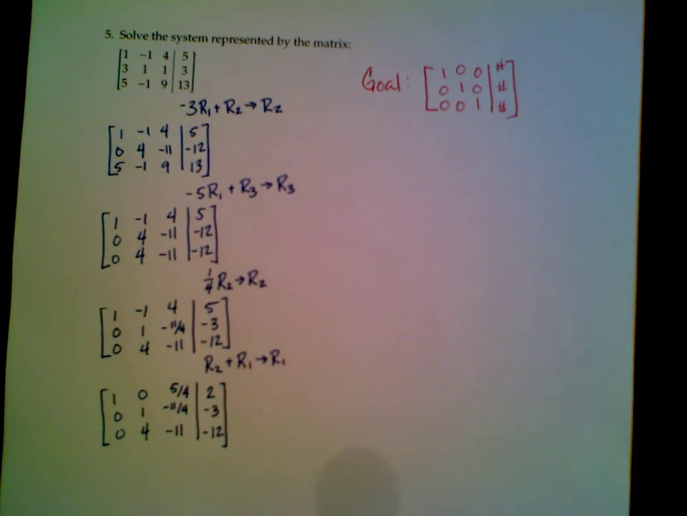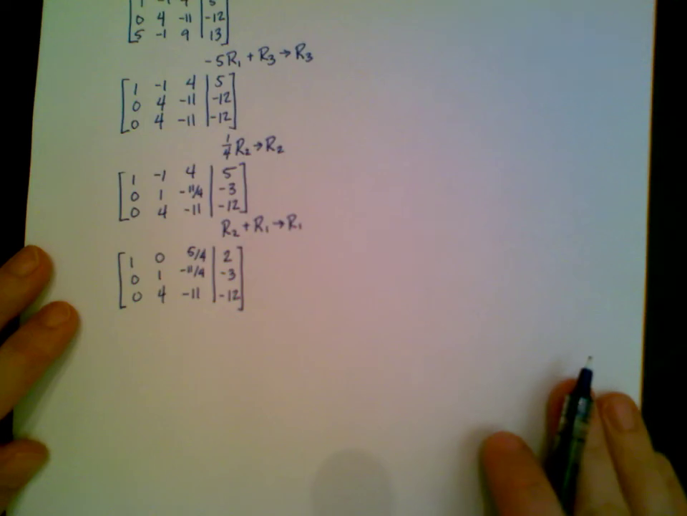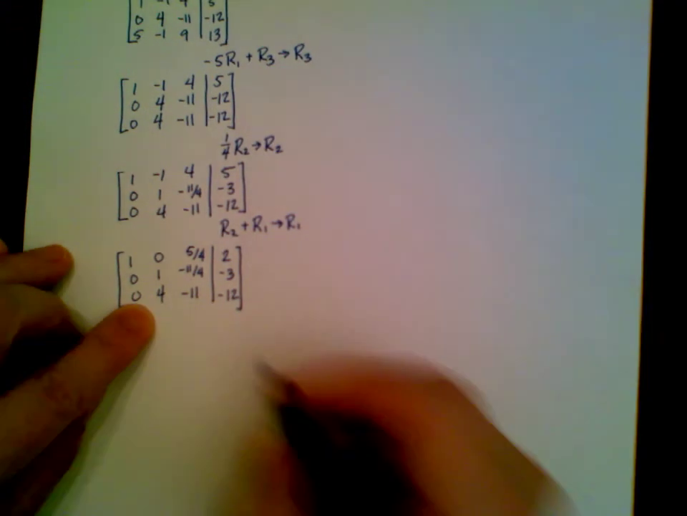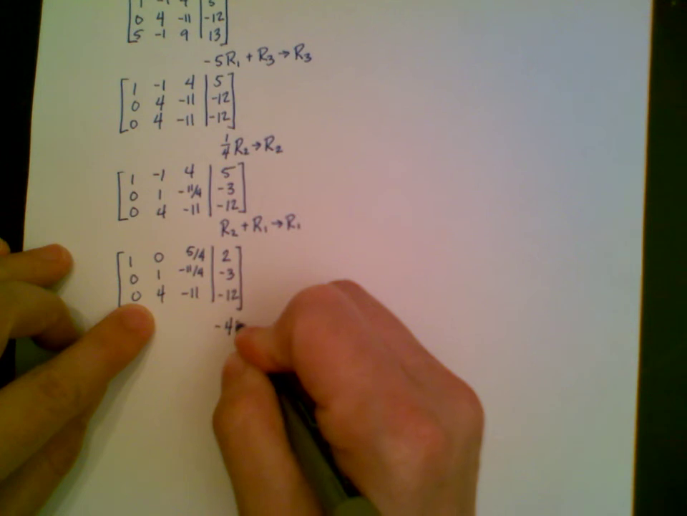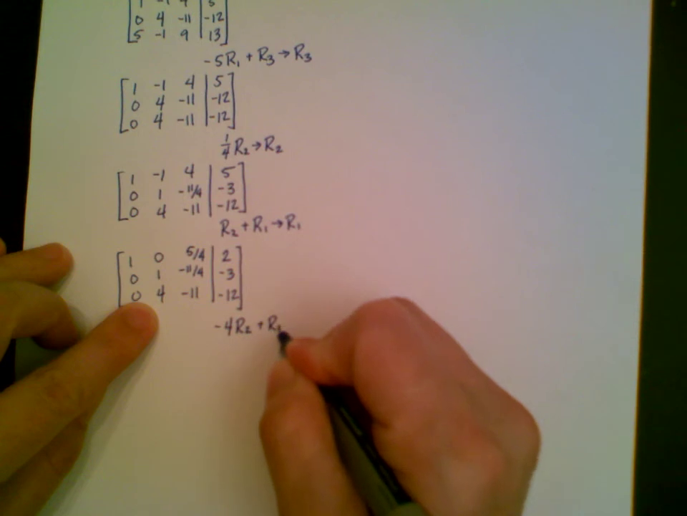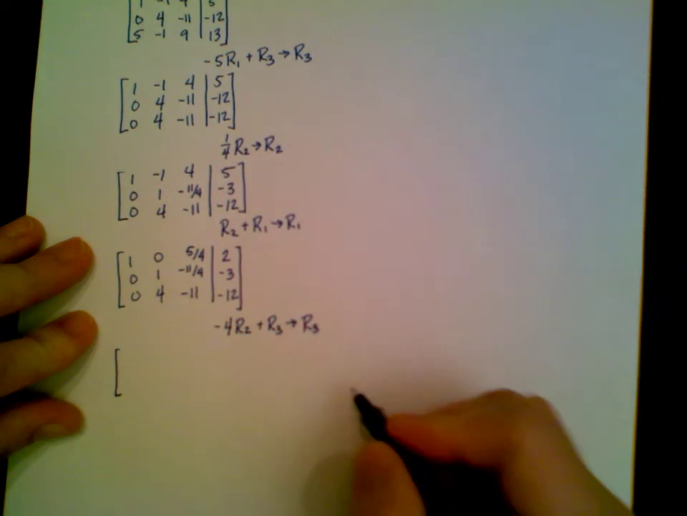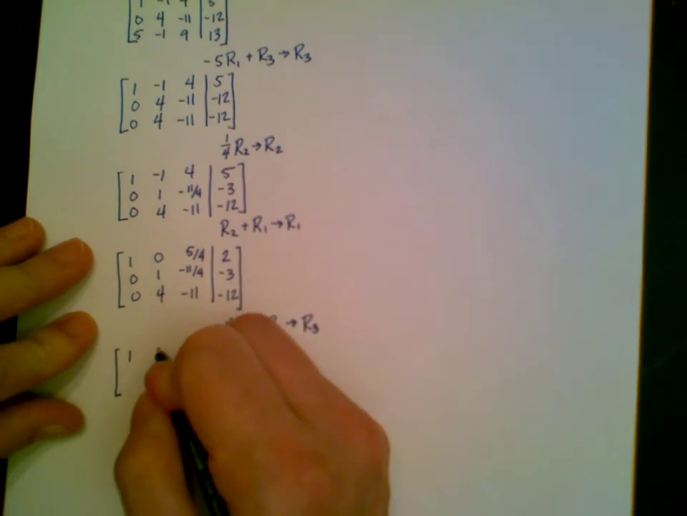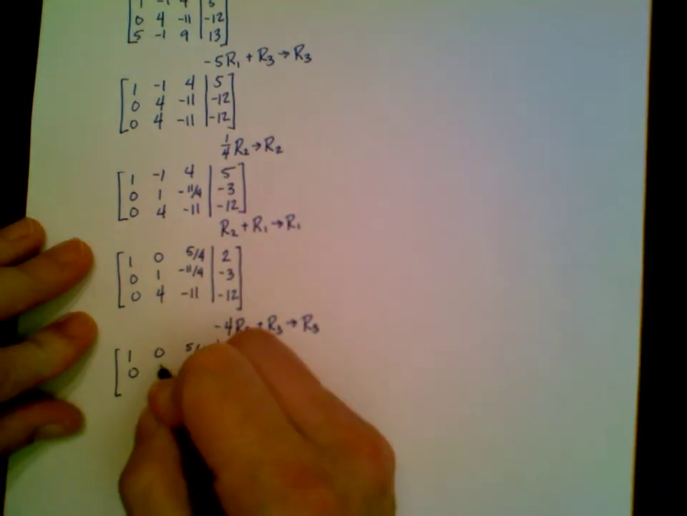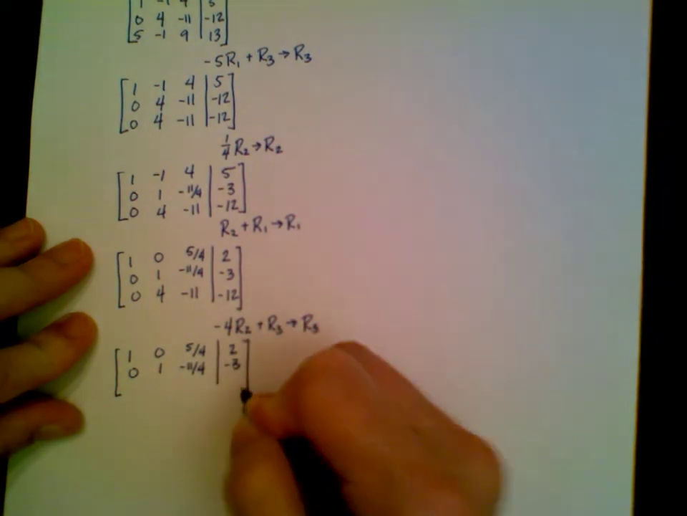All right, so now my next step, I'm going to nudge this up a little so we have a little more room to work, is to get rid of this 4 by turning it into a 0. So I'll do negative 4 times row 2, because that's where the 1 is in this column, plus row 3, and store that in row 3. Since it's only row 3 that's changing, I'll recopy the first 2 rows. Okay, there's my first 2 rows.